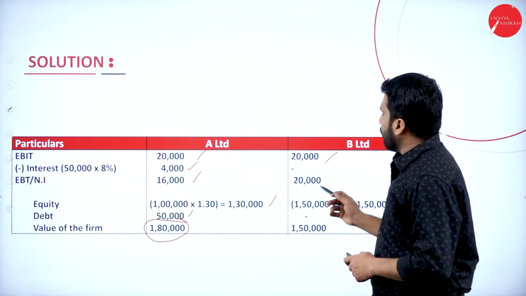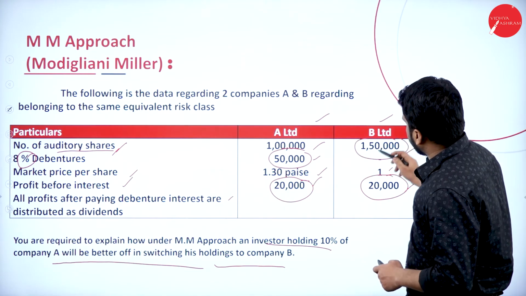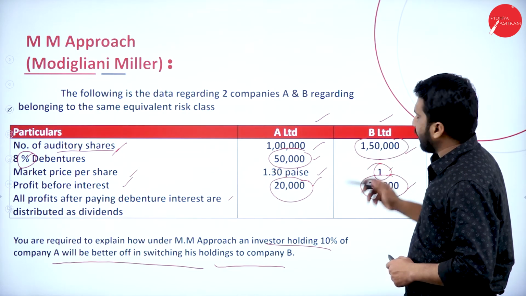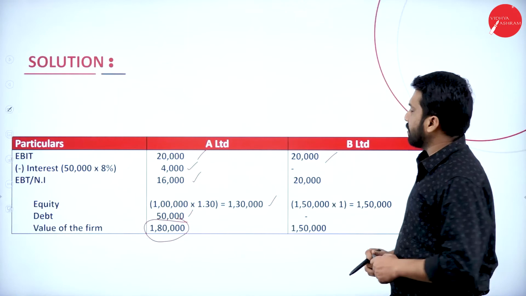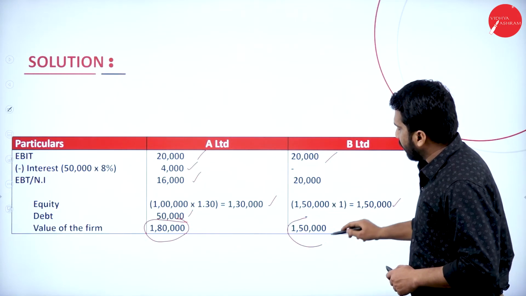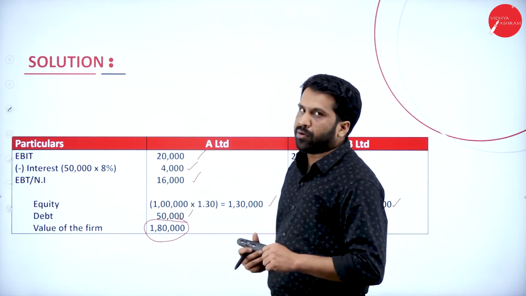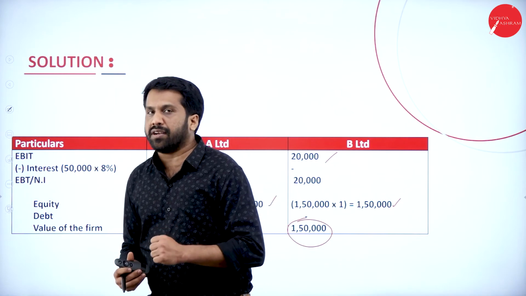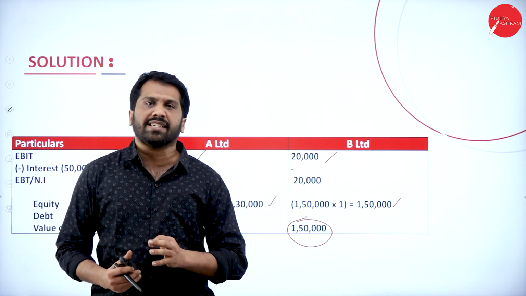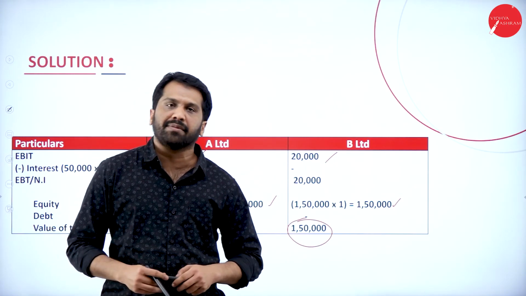Now, similarly, you go for the second one. This will be 1 lakh 50,000 shares. What is the price? 1 rupee. 1 lakh 50,000 into 1 rupee, 1 lakh 50,000 itself. There is no debenture. Your value of the firm is how much? 1 lakh 50,000. So your arbitrage process is the easiest one. Normally they will come for 5 or 10 marks in your examination.